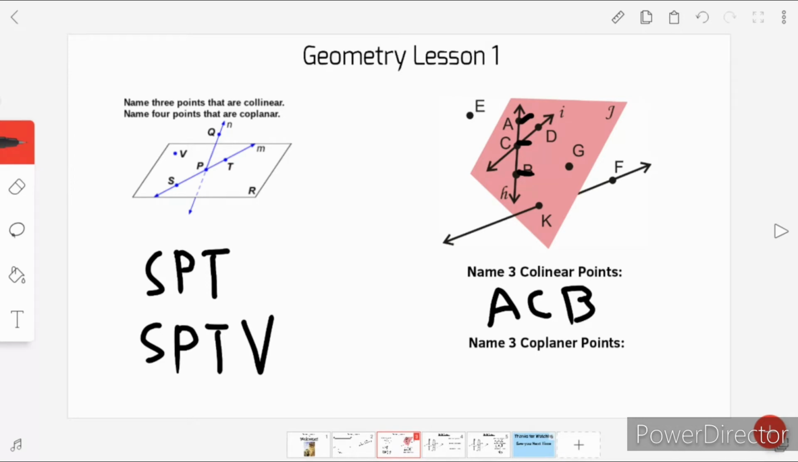Now name 3 coplanar points. Coplanar, they can't be collinear. Points that could be acceptable are C, D, and G. They connect like that, and they're all on the plane, so it's acceptable. And they're not collinear because when they connect, they make a triangle. So this is just the basics of geometry. We're gonna get into more complicated stuff, but that's how you solve collinear and coplanar questions.